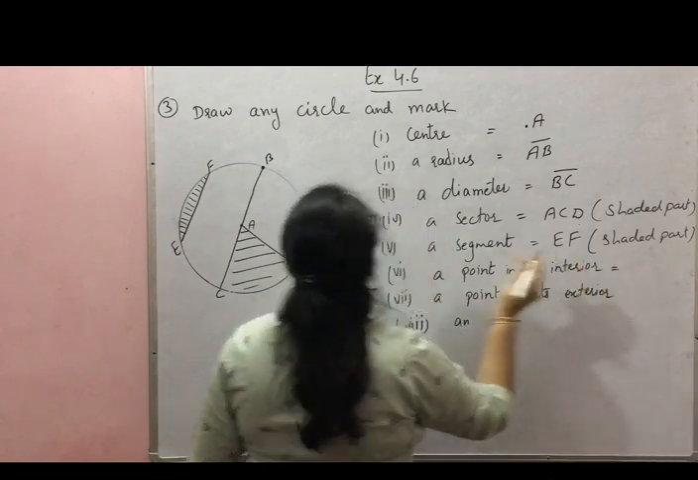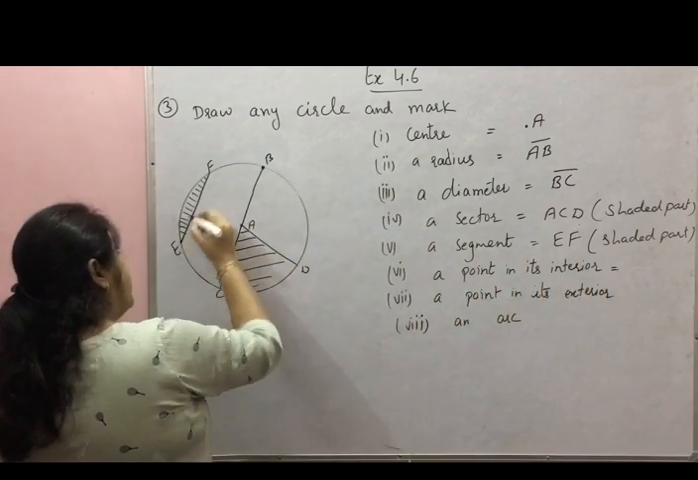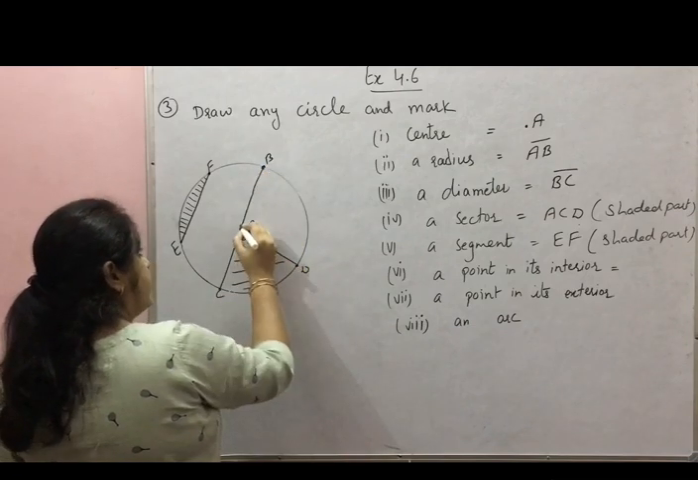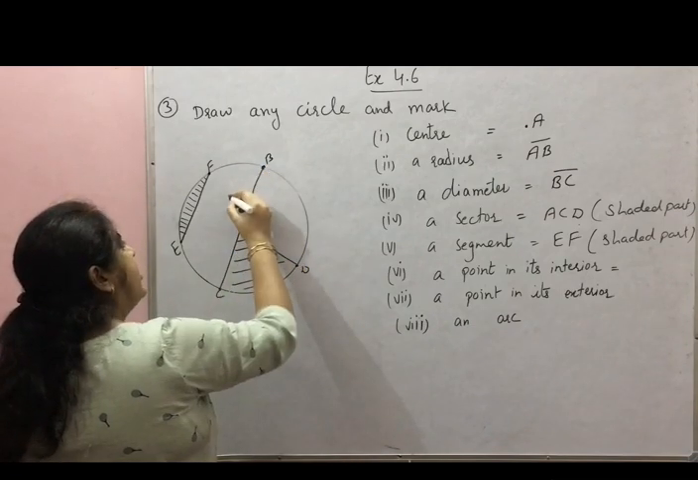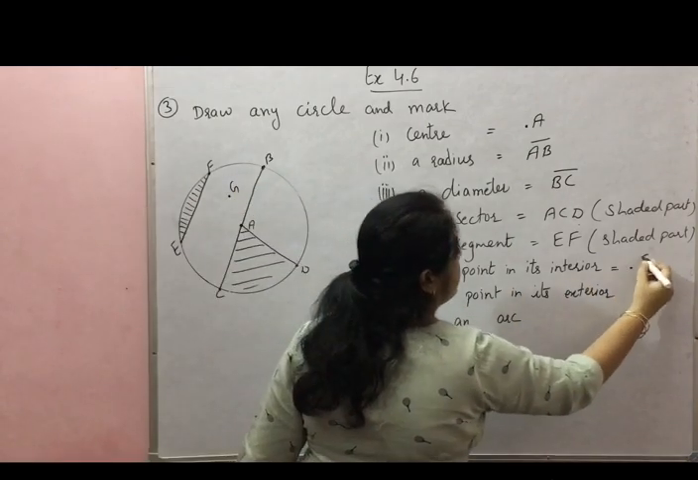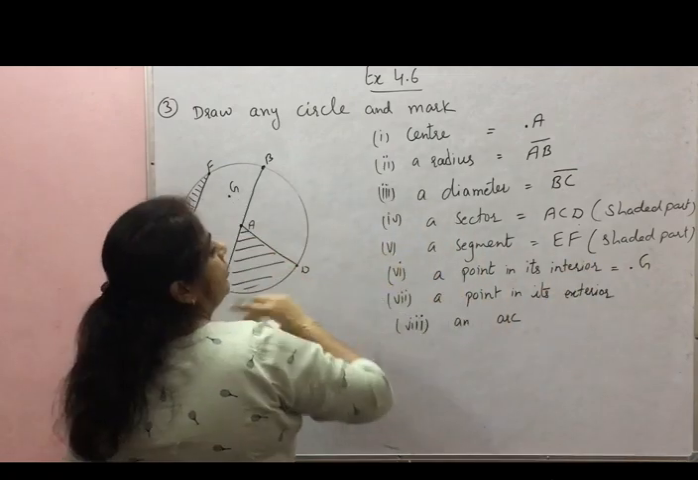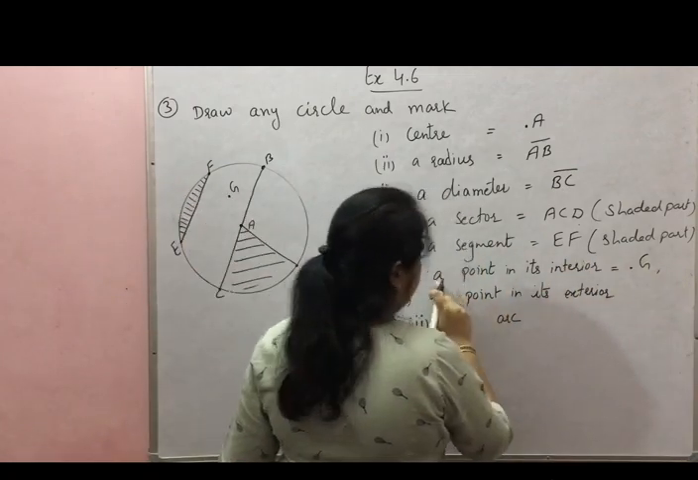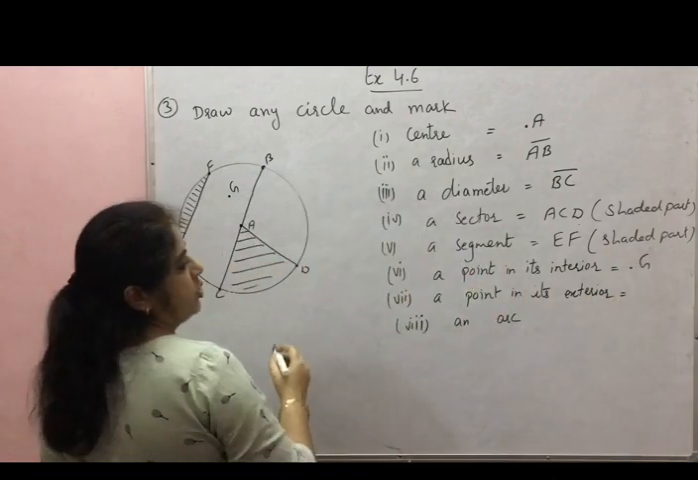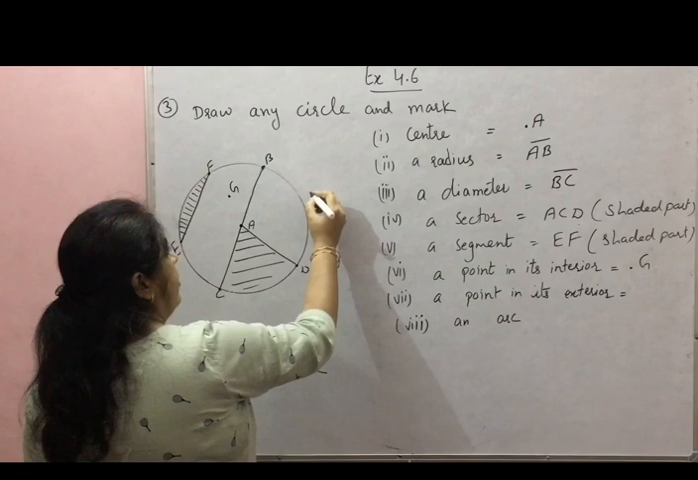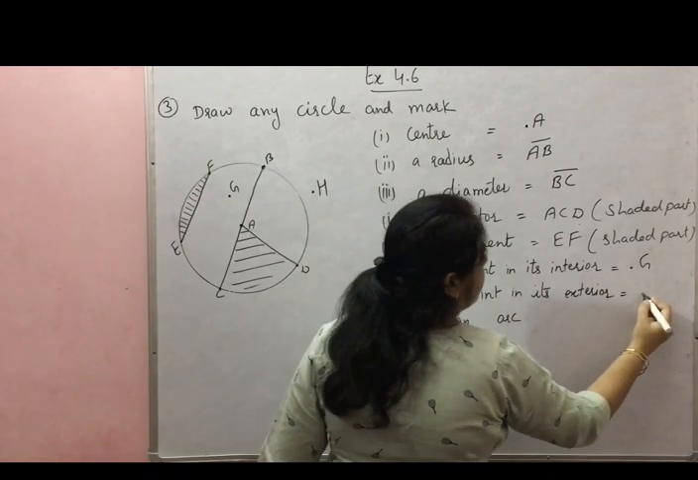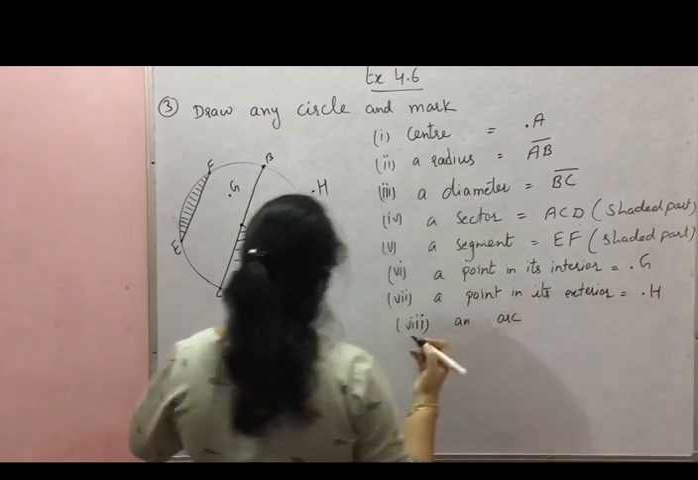Point in the interior: you can take, remember students, all these points are on the circle. This point is in the interior. You can take another point also, G. So point G is in the interior. Also you can take point A, but we have to write only one point. You can write only one. You can write here point A also. Point in the exterior: mark here H. So the point in the exterior is point H.